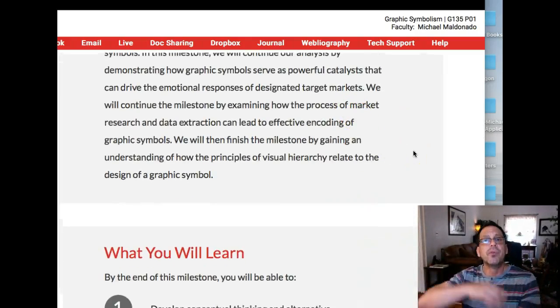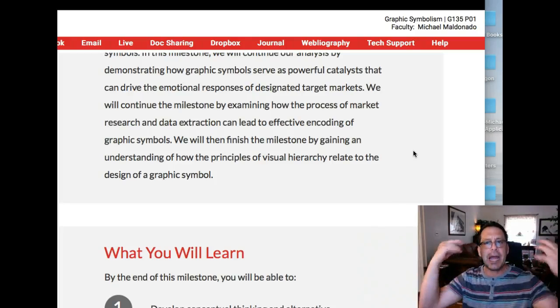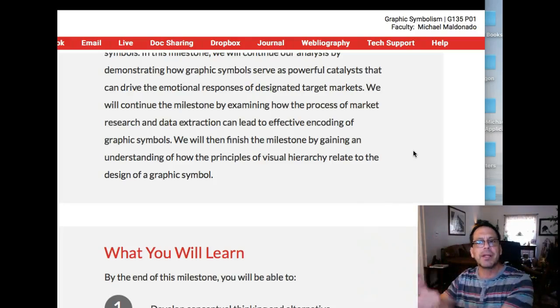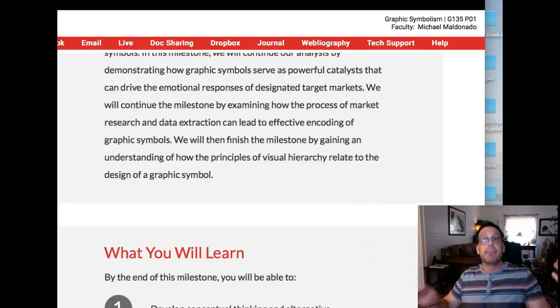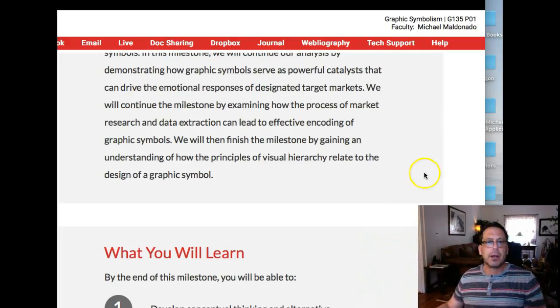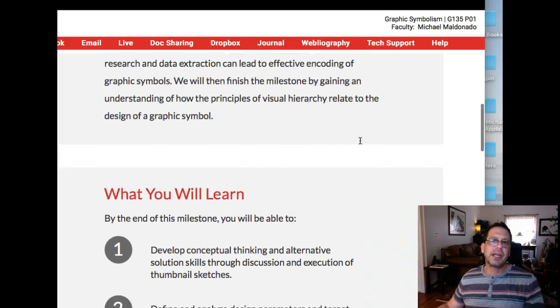Okay, so we're moving forward. We're taking these abstract and pictorial, subjective and objective ideas that we have, and we're going to start seeing how we can develop these in order to create emotional responses, not just from anybody, but from the target market that we're trying to communicate with. That means basically the clients of our client. Makes sense? We'll continue the milestone by examining how powers of market research and data extraction lead to effective encoding of graphic symbols. Then we'll finish the milestone by beginning an understanding of how the principles of visual hierarchy relate to the design of a graphic symbol.